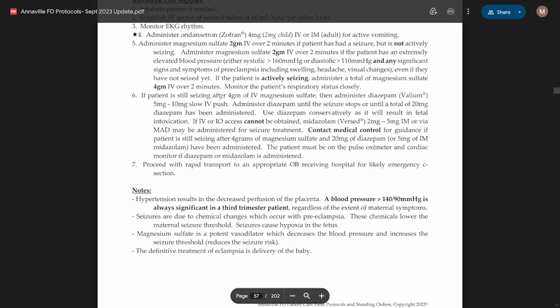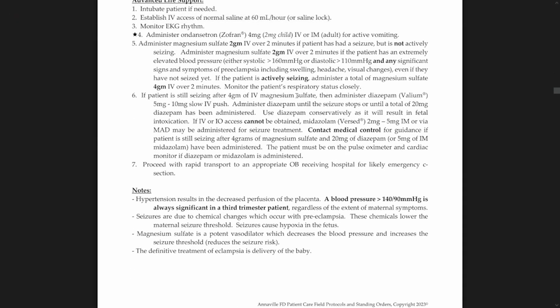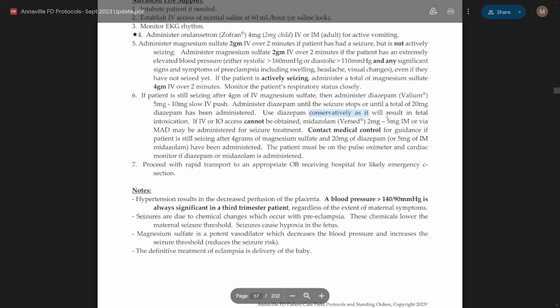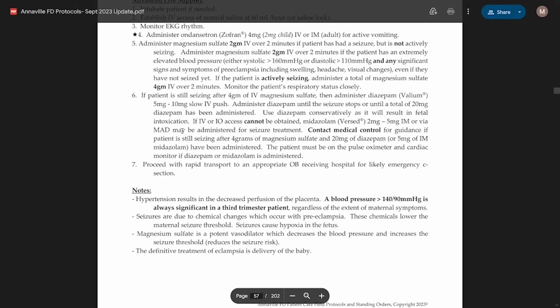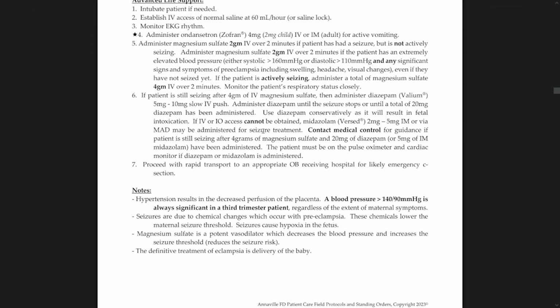If the patient is still seizing after 4 grams of IV mag sulfate, then administer diazepam Valium 5 milligrams to 10 milligrams slow IV push. Administer diazepam until the seizure stops or a total of 20 milligrams of diazepam has been administered. Use diazepam conservatively, as it will result in a fetal intoxication. If IV or IO access cannot be obtained, administer Versed or midazolam 2 milligrams to 5 milligrams IM or via a MAD device for seizure treatment.